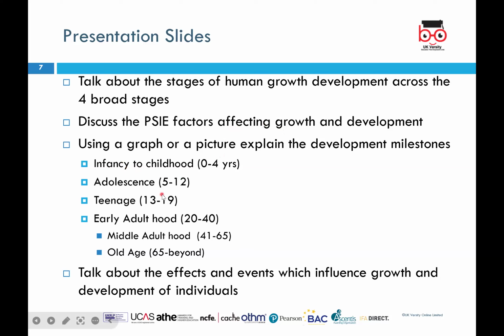You can talk about the adolescent stage of life, 5 to 12 years, teenage stage of life, 13 to 19 years, and early adulthood, which will be around 20 to 40 years. Okay, and in that you have middle adulthood, which is 41 to 65 years approximately, and old age, which is 65 years and beyond. Talk in your presentation about the effects and events which would impact or affect the growth and development of individuals. Okay, discuss it.